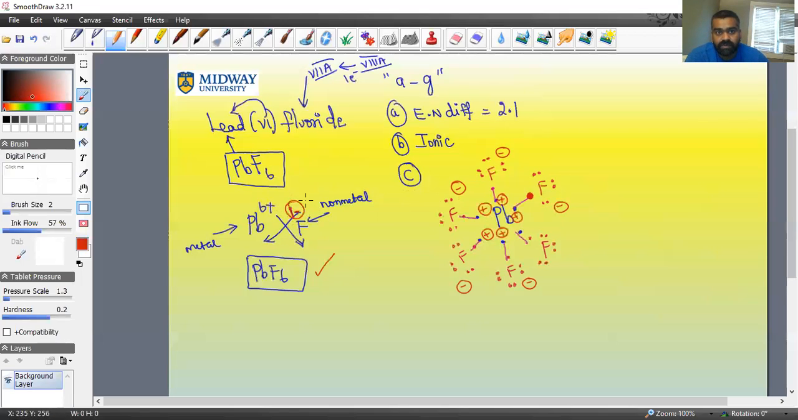How does the Roman numeral get tagged? How does fluorine become 1 minus? And how does fluorine have 7 and it's split into pairs of 2? You have to know the whole thing to really understand this concept. And I think this is probably how they will test you on those exams. They won't make things too straightforward.